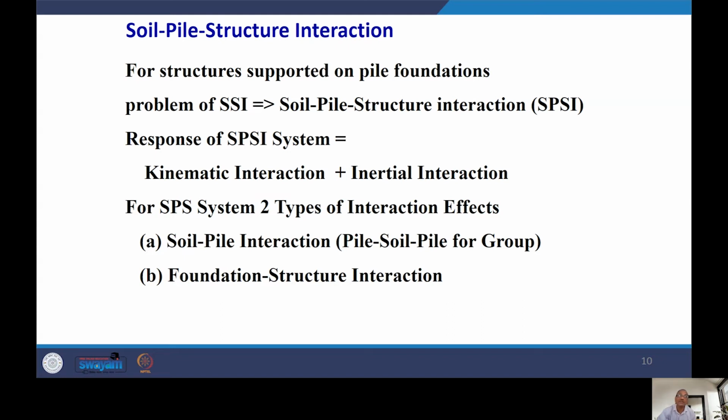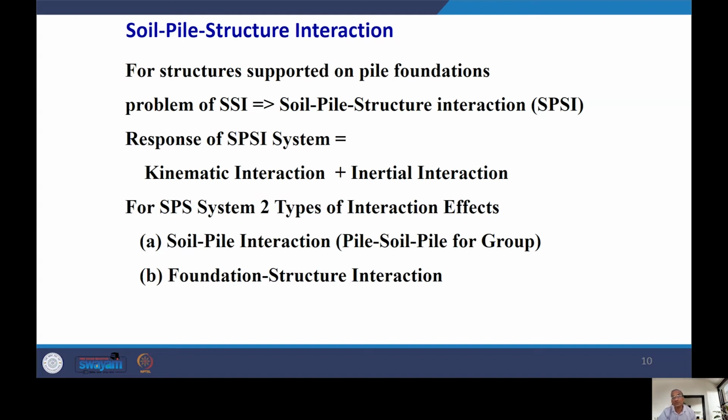So we have the problem of SSI, which is basically soil structure interaction. This problem can be called soil pile structure interaction, that is SPSI. In this case, the response of the SPSI system will consist of what we call the kinematic interaction plus inertial interaction. What is kinematic and inertial interaction? We have already discussed this in the second lecture of this module, that is the 32nd lecture.